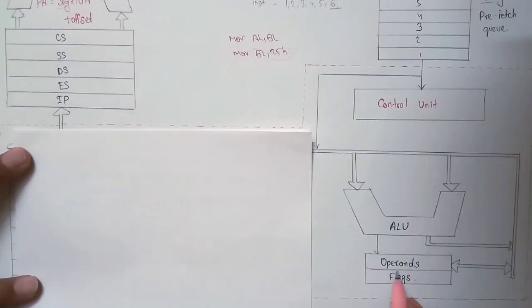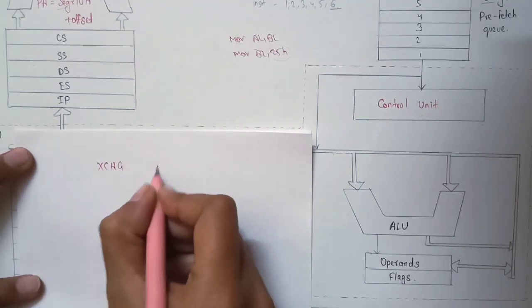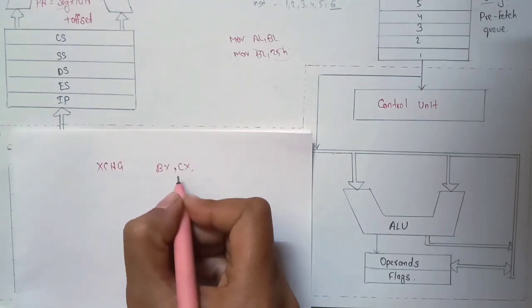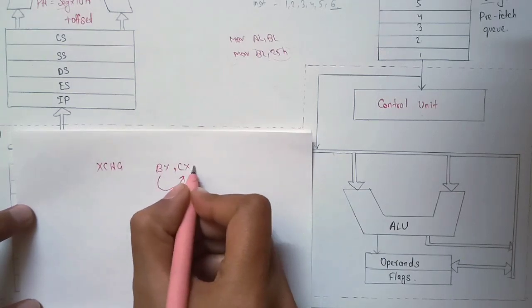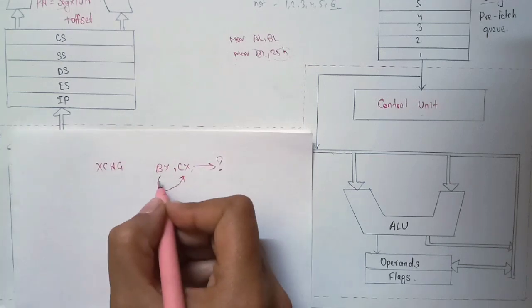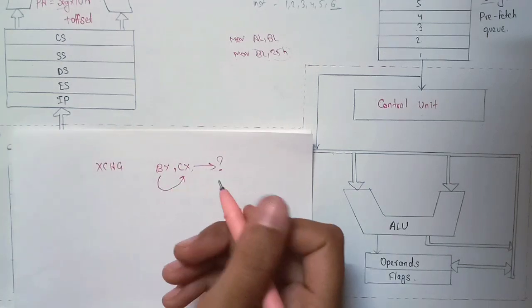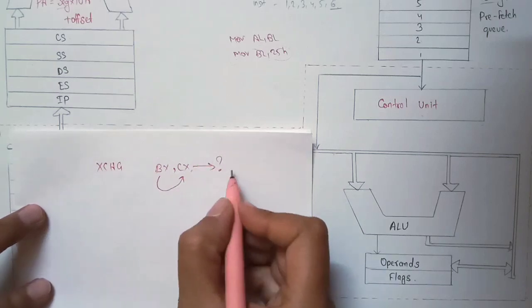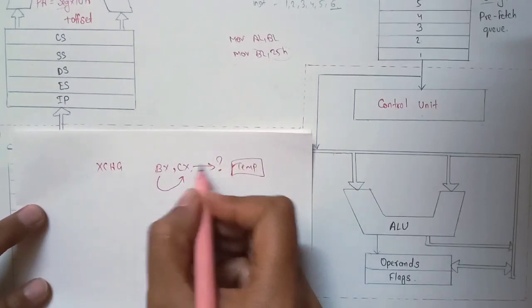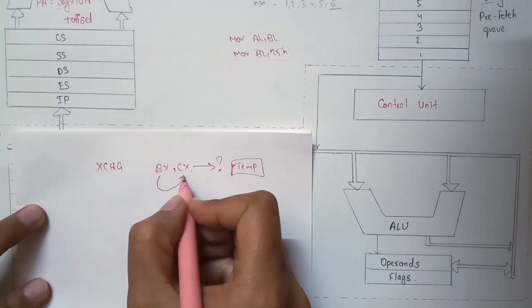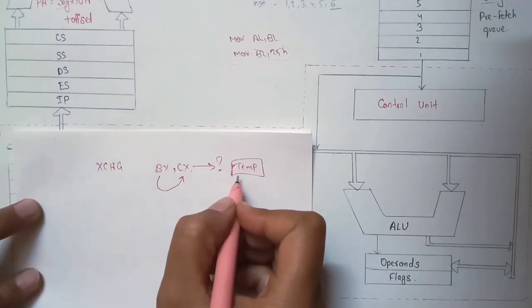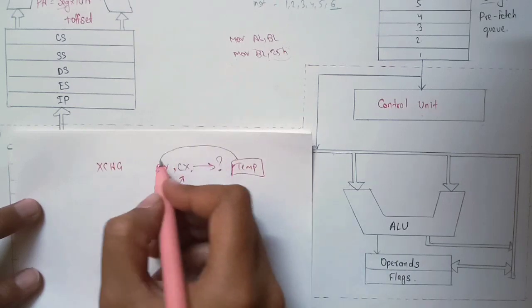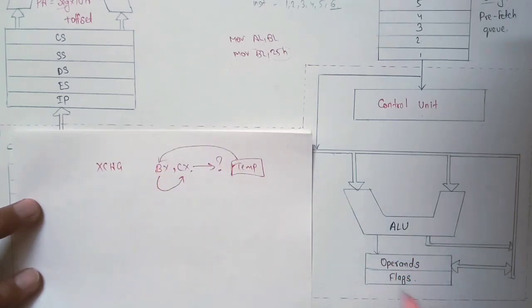So let's see how this temporary register works, and let's consider we want to exchange BX and CX values. If I put BX value in CX, then where should I put this CX value? Because if I put it somewhere else, it will get deleted or it may get lost. So that's why we use temporary registers where it will get stored, and after BX value is stored in CX, the value which is stored in the temporary register, that is the value of CX, will get stored in BX. So that's how the temporary register works.